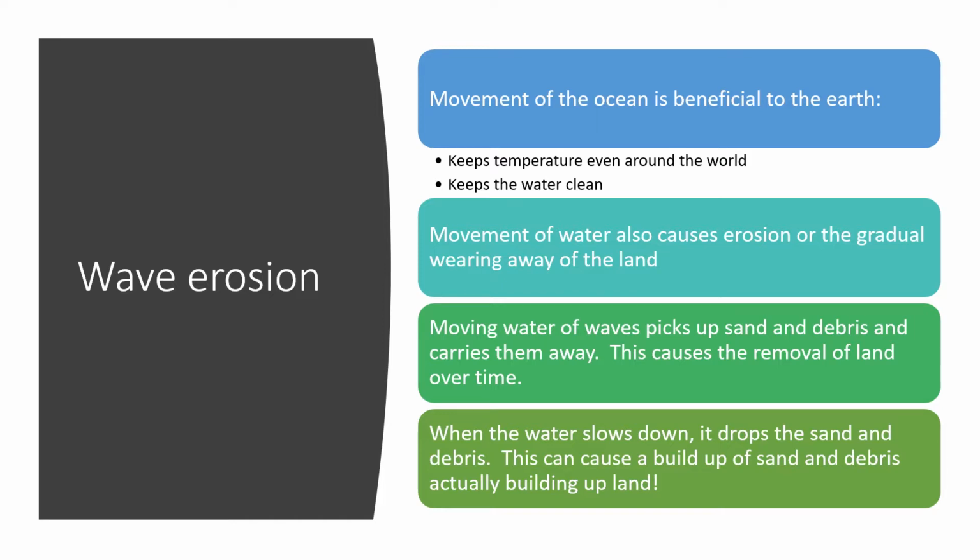But as that water loses its energy and it slows down, then it's going to drop its sediment like sand and rocks and debris, and it's going to create land in a different spot. So even though you have erosion in some parts, in other parts you'll actually have deposition of land rather than erosion of land.